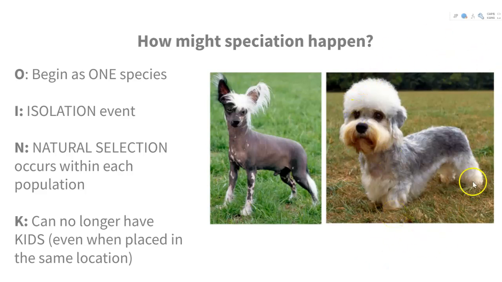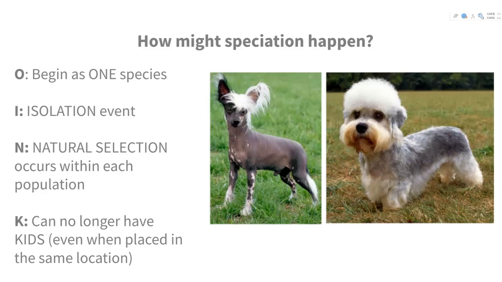I don't know what breeds these are. I'm not very good. This one looks like a hyena almost. I think this is some kind of Chinese. I don't know, I'm going to embarrass myself. And then this one looks like a teddy bear. So there's my knowledge of dogs.